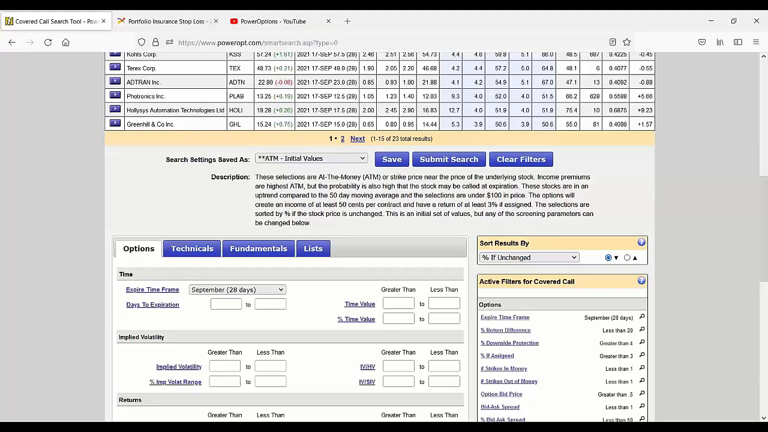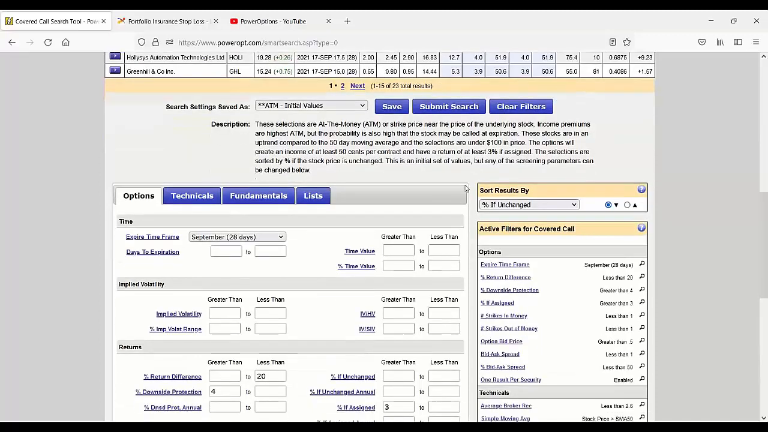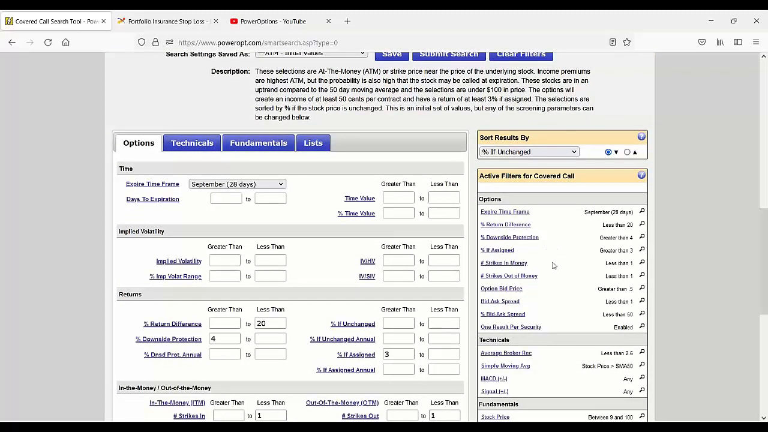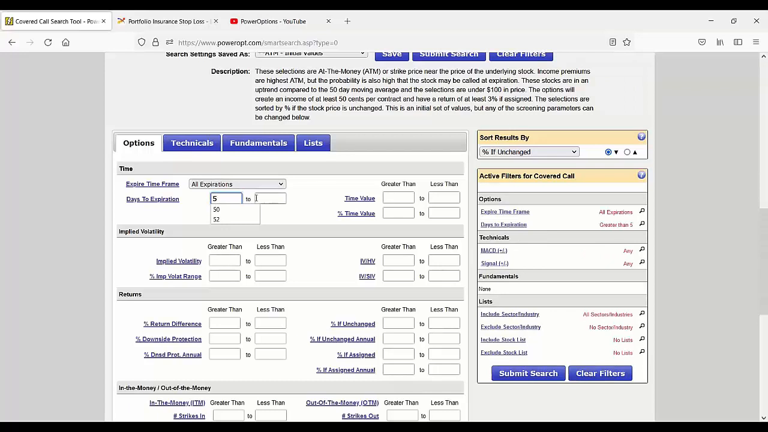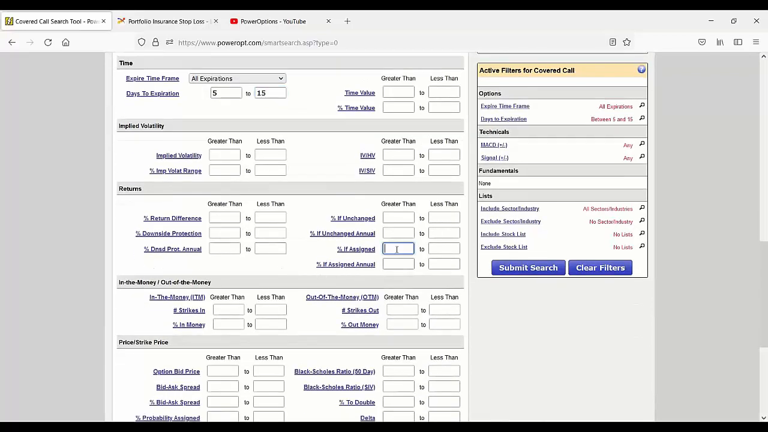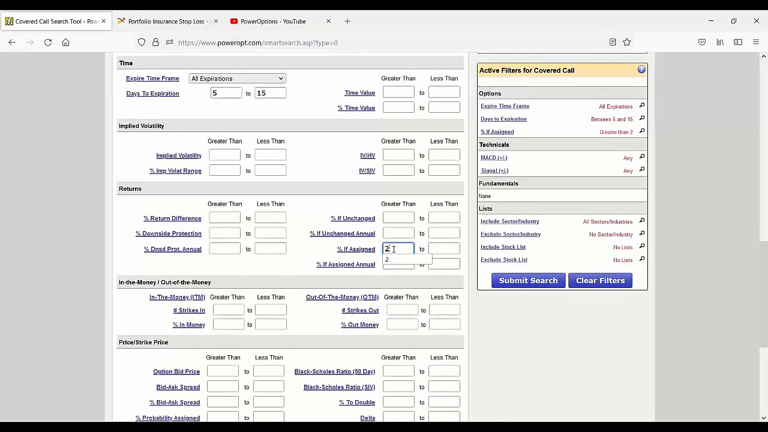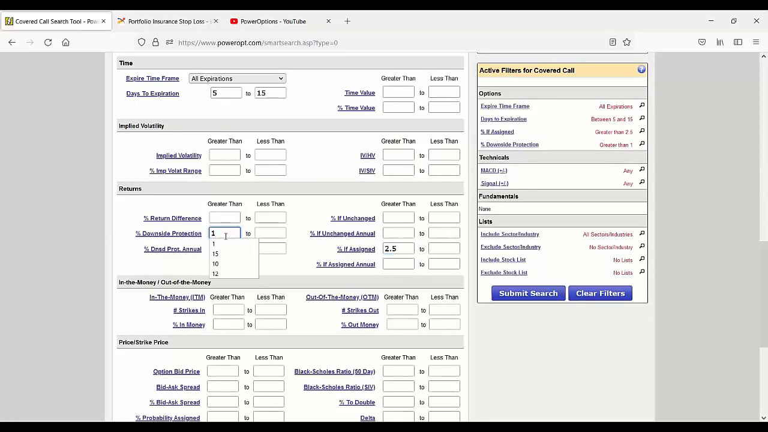Yes, but we just have to translate them, Don, into what the criteria are. Here down below are all the filters we're using for this default search. Let's go ahead and clear filters. I'm going to set all expirations, but we're going to go 5 to 15 days out in time, my 1 to 2 week out in time range. I want a percent if assigned of at least 2%, let's say 2.5%, and I want a downside protection of at least 1%. 1 week out or 2 weeks out, it doesn't matter.